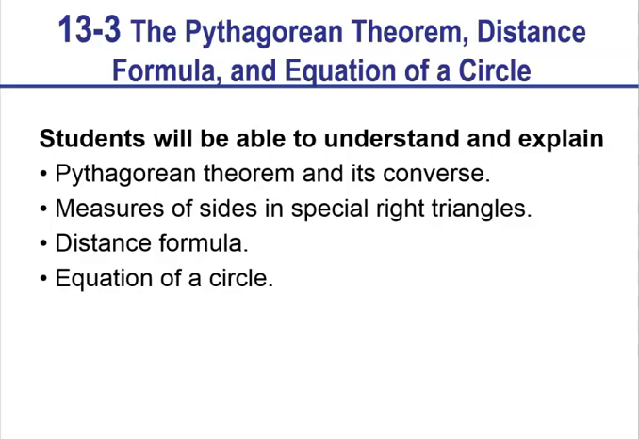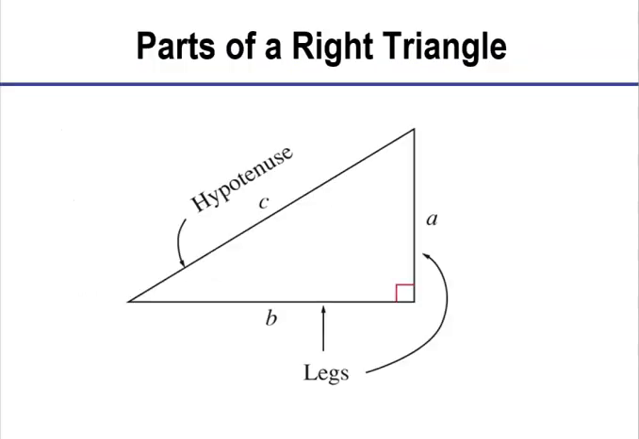At the end of this section you should be able to explain and understand the Pythagorean Theorem and its converse, measures of sides in special triangles, the distance formula, and the equation of a circle. So we're going to start off talking about parts of a right triangle.